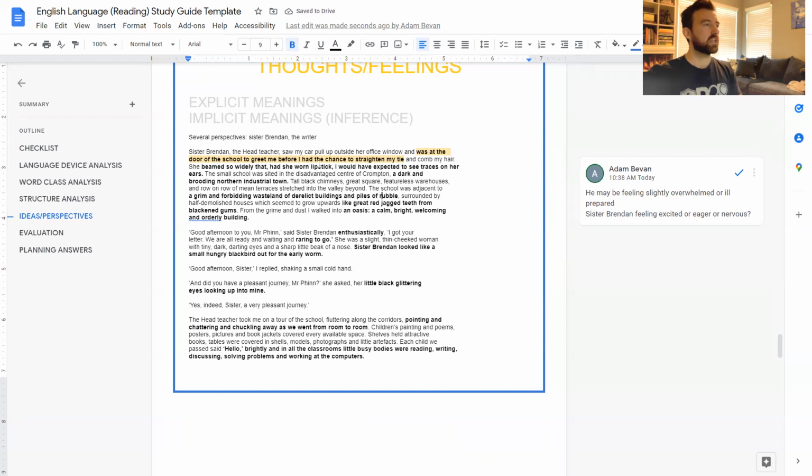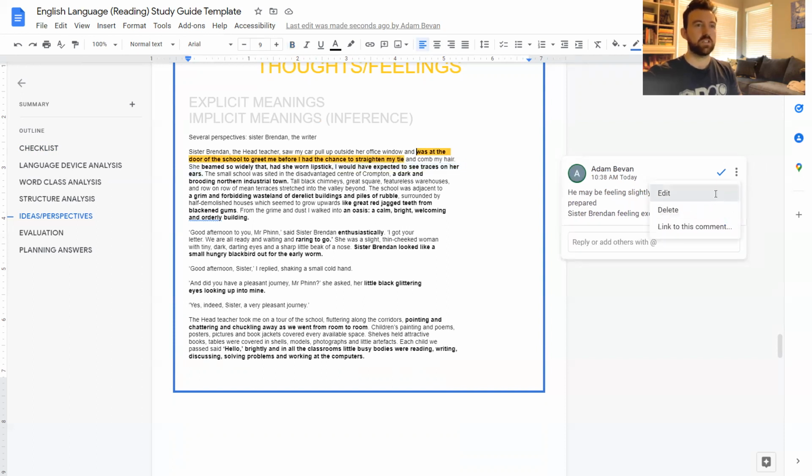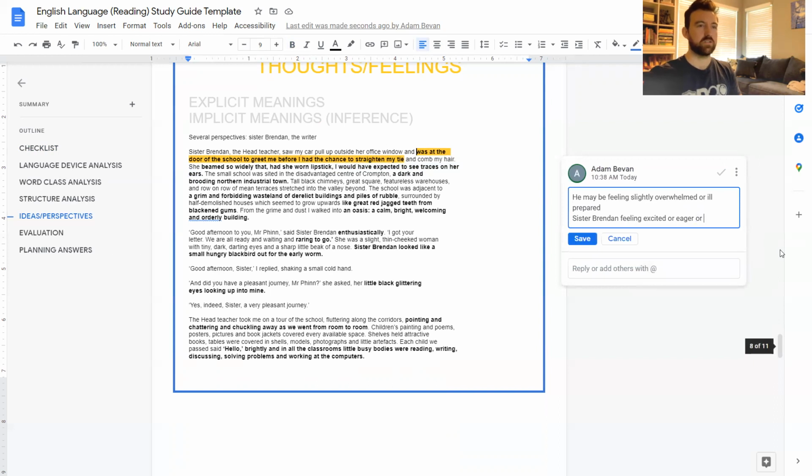She beamed so widely that had she worn lipstick, I would have expected to see traces on her ears. So this is hyperbole, right? But the fact that she is grinning from ear to ear literally seems to me to suggest that it's more excitement and eagerness than nervousness. So I'm just going to take that bit out. I don't think there's nerves here.